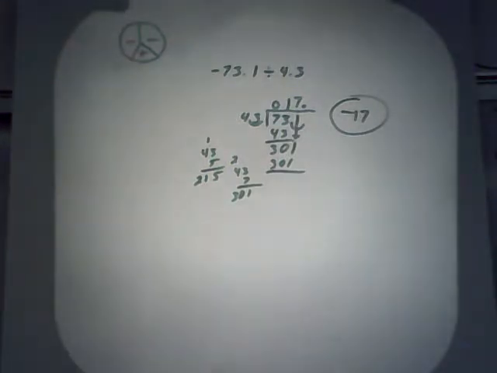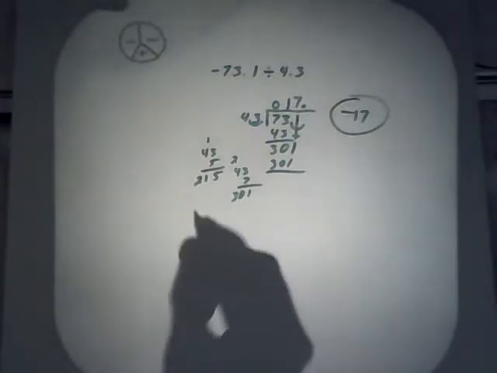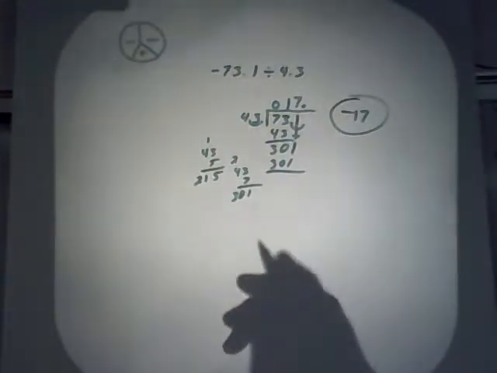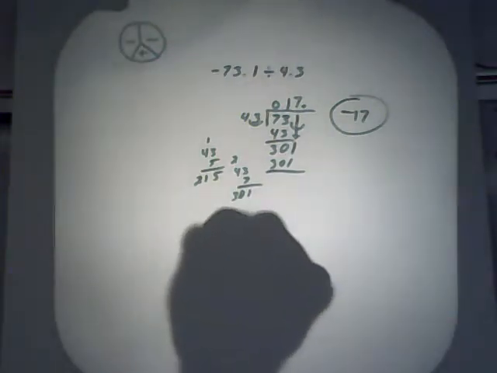Let's go with, let's see here. Let me see if I can find a different one. Okay, let's try this one. I want to take an ugly one here. Oh, this one's ugly.